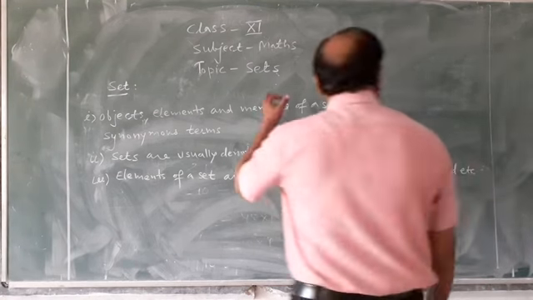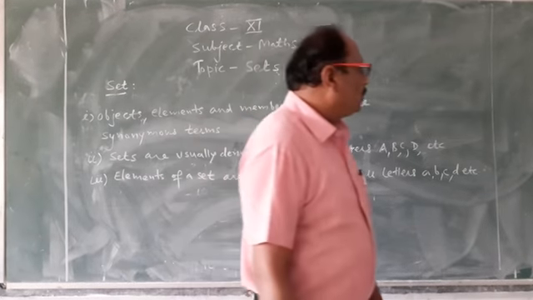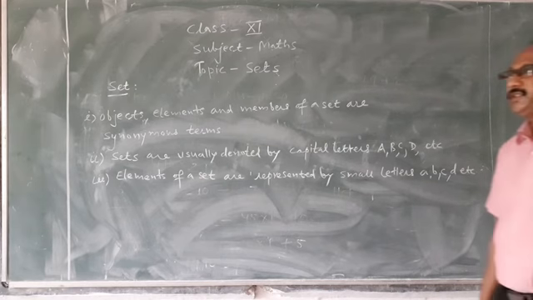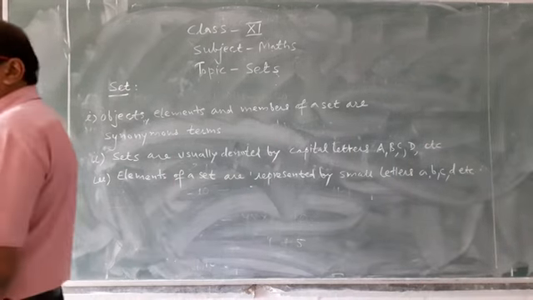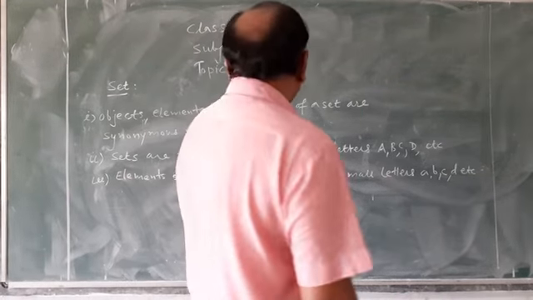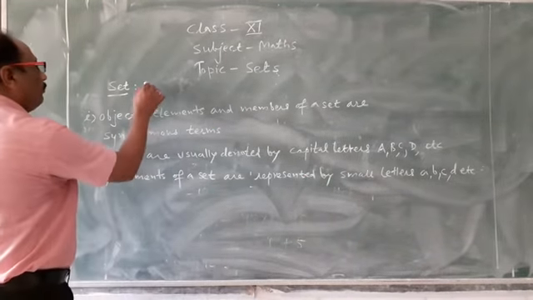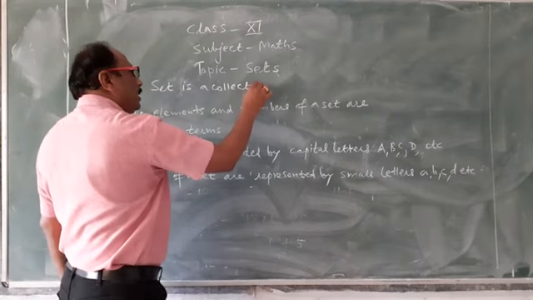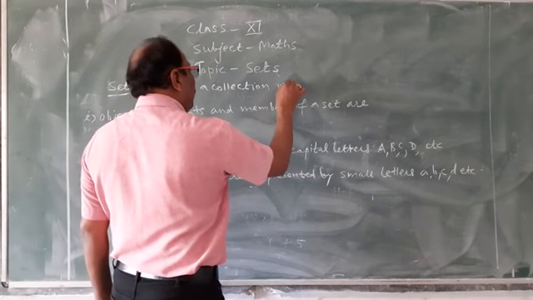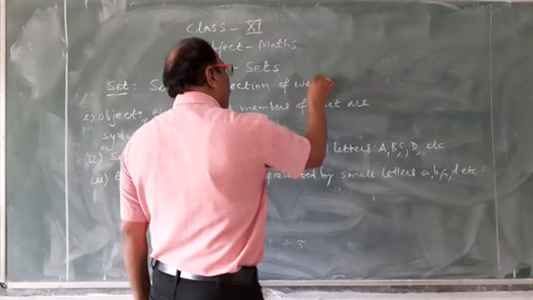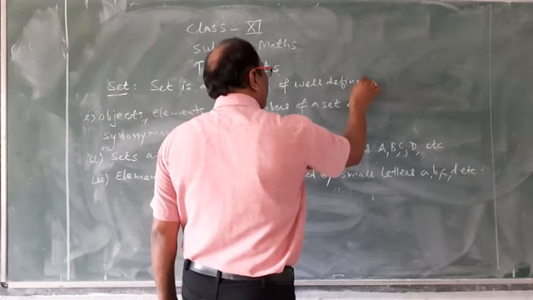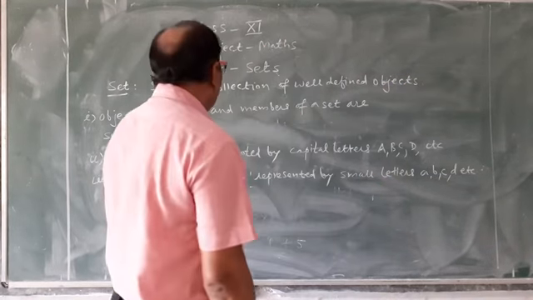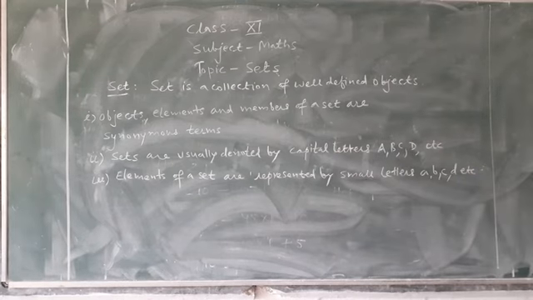On this set theory, the German mathematician George Cantor solved the problems of trigonometric series and he gave the idea about the sets. What is a set? Set is a collection of well-defined objects. Set is a collection of well-defined objects. Means objects should be well-defined.